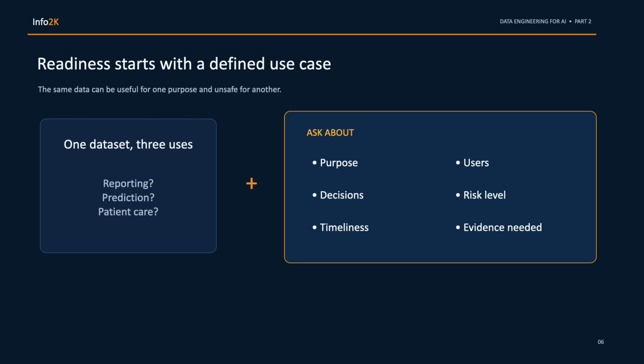Before declaring data ready, ask 6 things. What is the purpose? Who are the users? What decision or action could follow? What is the risk if the system is wrong? How current must the information be? And what evidence must the system preserve? Without those answers, AI ready has no stable meaning.